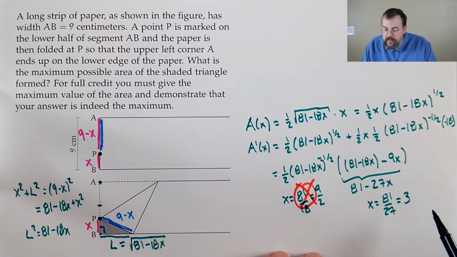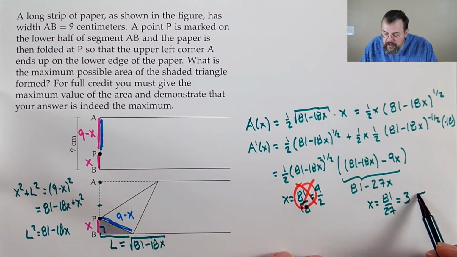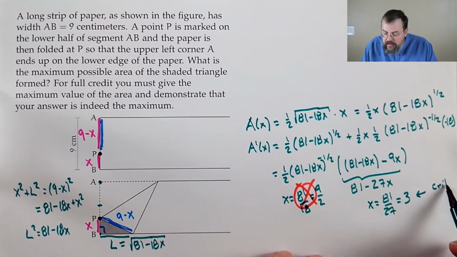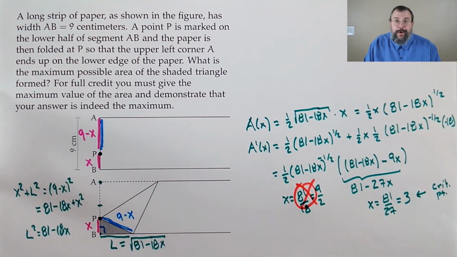That's 3, because 81 is 3 times 27. Okay, so here is our critical point. Good. Now, because we want to get the points, right? It says full credit. We want to get it all. Okay, what do we need to do?